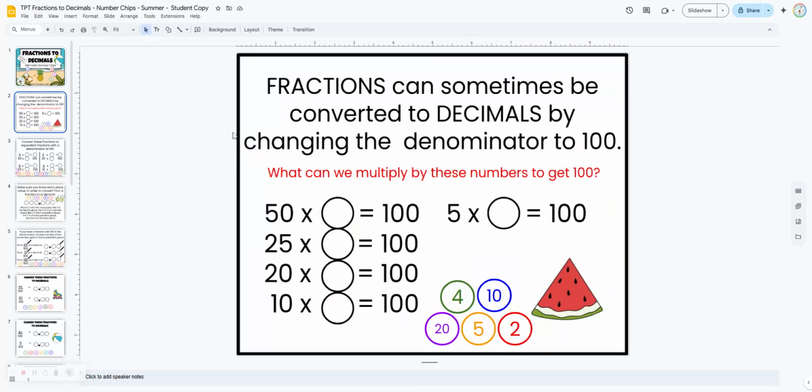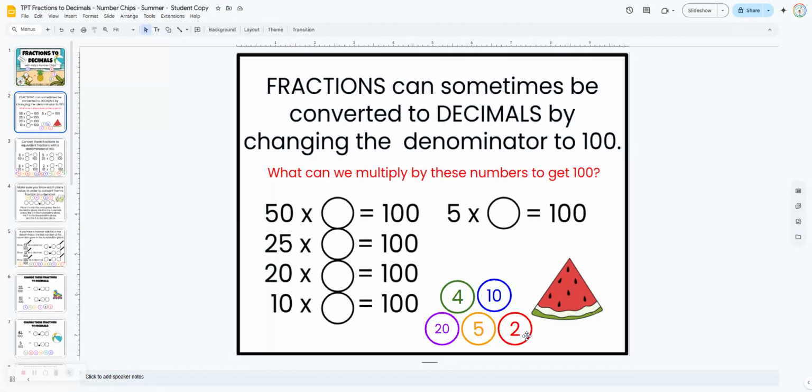So the lesson starts with explaining that one way to change a fraction to a decimal is by changing the denominator of the fraction first to 100. So we're going to ask the students just to move these number chips. These are movable around the screen. Move them into the correct circle to tell us what they multiplied each of these numbers by to get a product of 100. And this will walk them into the steps for converting a fraction to a decimal.